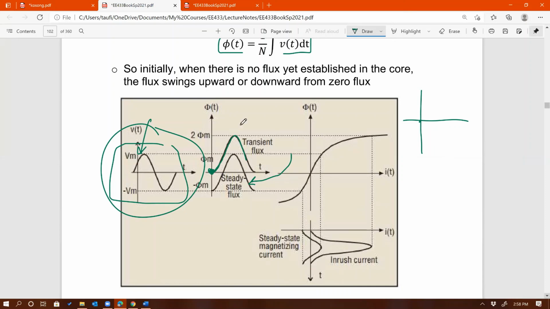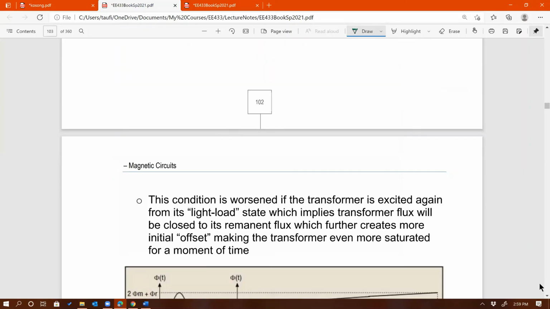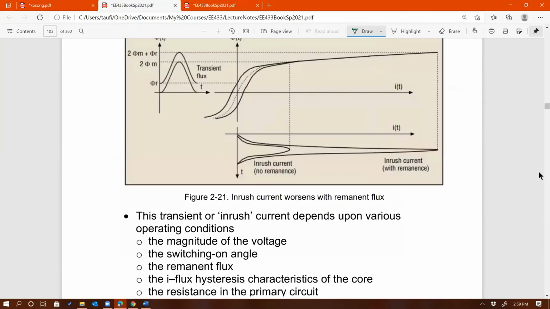And because the swing has some offset, if you reflect that into the BH curve, you can see that the current goes up really high. See that? Really high. So that's what's causing the inrush current. And that happens only for a short moment of time, but still, it could be damaging to some components that are in series with this transformer or inductor.